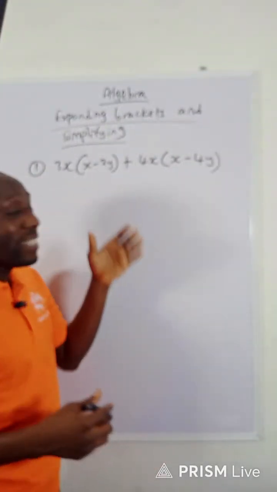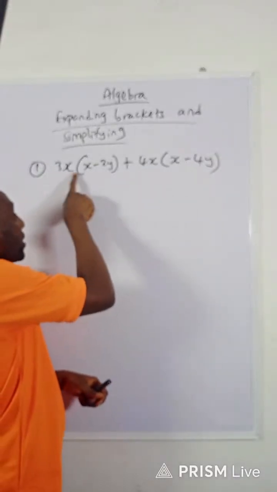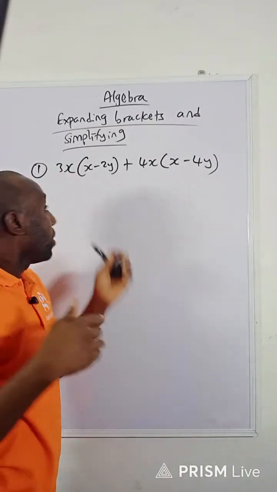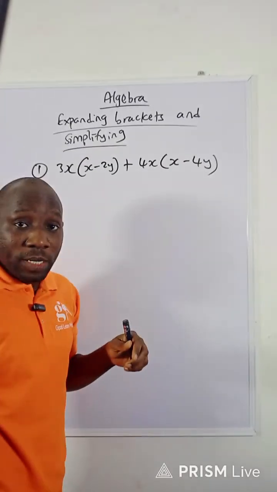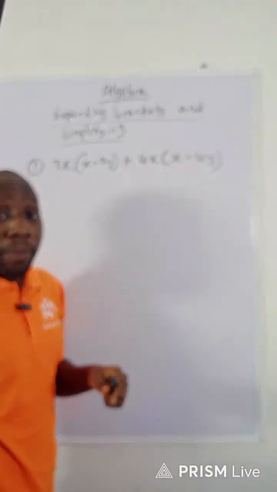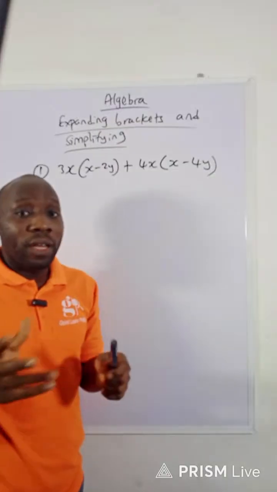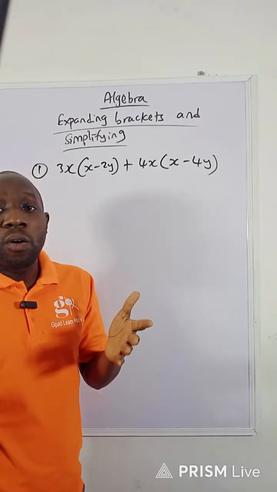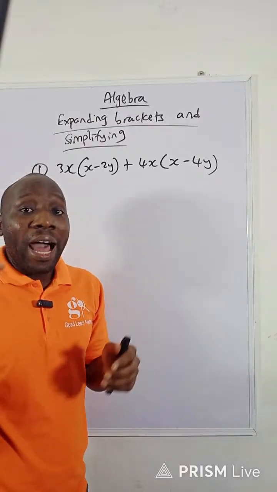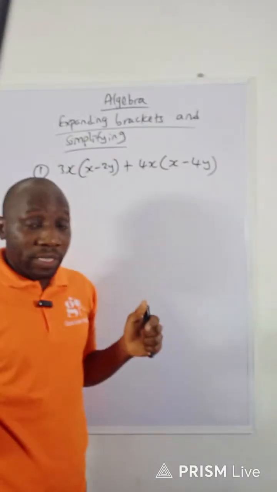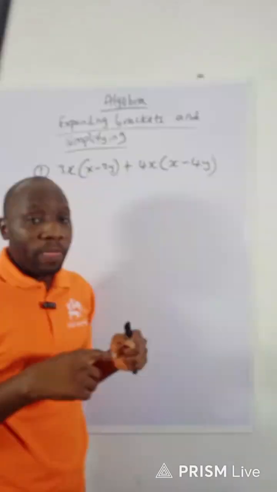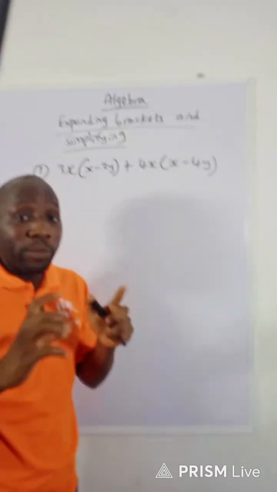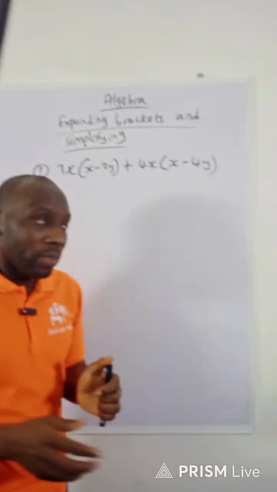So how do you expand this? It's very easy. Look at this. This is 3x bracket x minus 2y. This 3x will be used to multiply every single term you have in the bracket. By the way, if you're not too clear about what a term is, what an expression is, what a constant is, what operations are, I explained all of this in the first lesson in this same YouTube channel. So after this video, do go back to the first video and learn all those terminologies that are used in algebra. So let's continue.